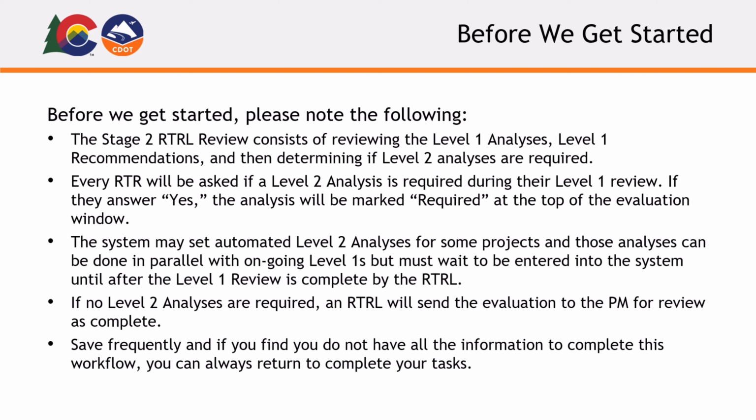Before we get started, please note the following. The Stage 2 RTRL review consists of reviewing the Level 1 analyses, Level 1 recommendations, and then determining if Level 2 analyses are required. Every RTR will be asked if a Level 2 analysis is required during their Level 1 review. If they answer yes, the analysis will be marked Required at the top of the evaluation window. The system may set automated Level 2 analyses for some projects, and those analyses can be done in parallel with ongoing Level 1s, but must wait to be entered into the system until after the Level 1 review is complete by the RTRL. If no Level 2 analyses are required, an RTRL will send the evaluation to the project manager for review as complete. Save frequently, and if you find you do not have all the information to complete this workflow, you can always return to complete your tasks.